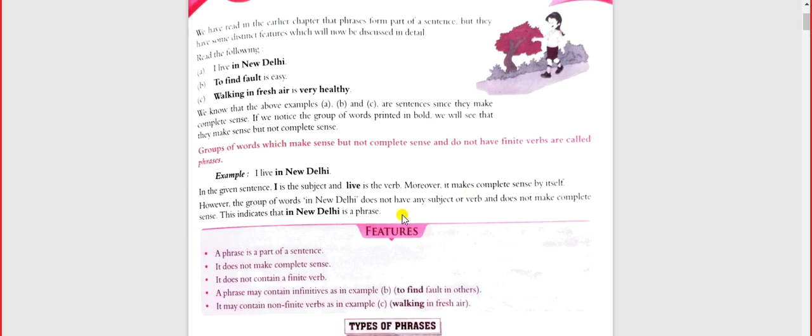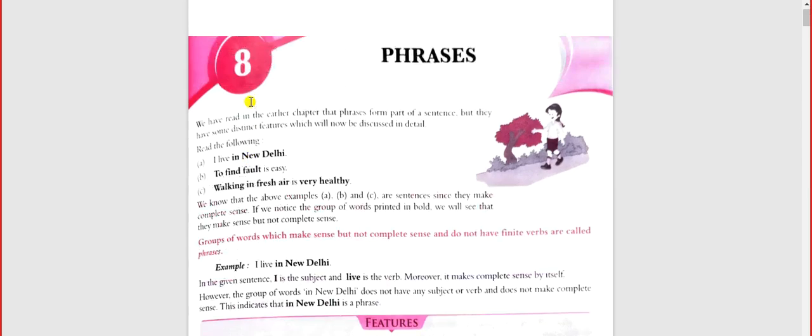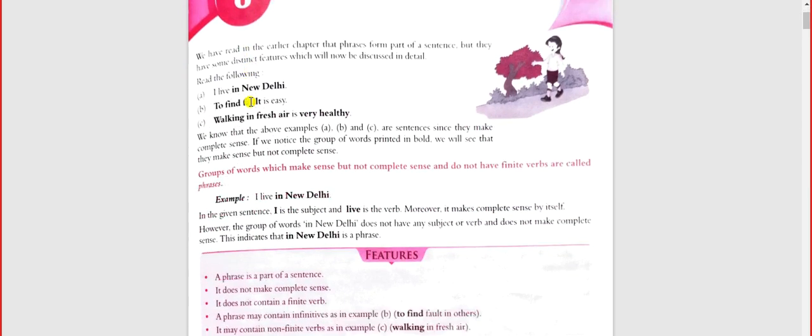So it says, I live in New Delhi. To find fault is easy. Walking in fresh air is very healthy. We know that the above examples A, B, C are sentences since they make complete sense. If we notice the group of words printed in bold, we will see that they make sense but not complete sense. Okay. So I'll be telling you ways how to read this chapter from your own book.